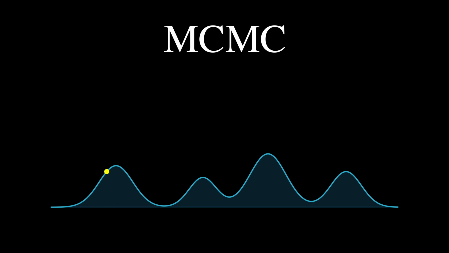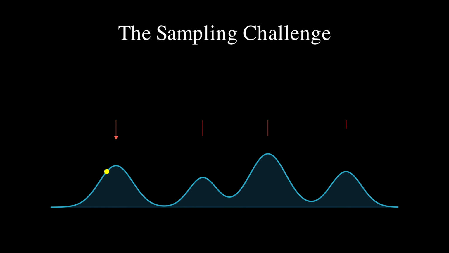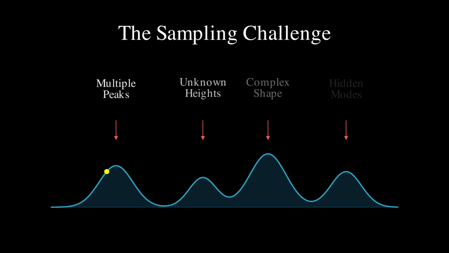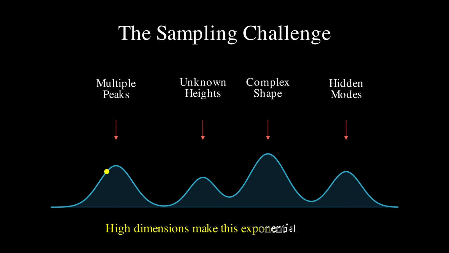You see, when we try to understand complex probability distributions, the ones we encounter in real machine learning and statistics, we face a fundamental challenge. These distributions have multiple peaks, weird shapes, and often exist in dimensions so high we can't even visualize them.